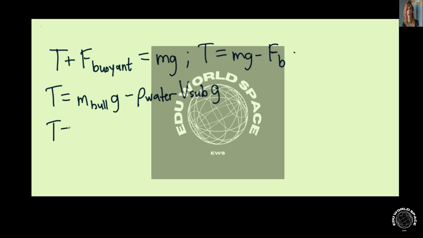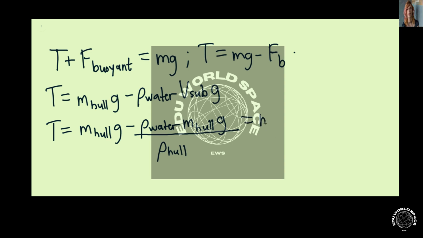And so T is going to be equal to the mass of the hull times g minus the density of the water times the volume submerged. And the volume submerged would simply be the mass of the hull divided by the density of the hull. And this is going to equal the mass of the hull times g times 1 minus the density of water divided by the density of the hull.